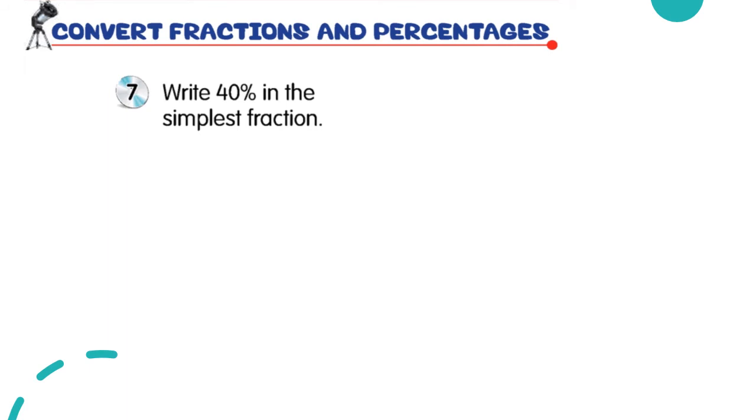Okay, our seventh example here. Write 40% in the simplest form. See, percentage. So 40%. 40 means 40 out of 100. Okay. Now we want to simplify. Simplify maksudnya kita permudahkan. Jadikan nombor itu semakin kecil.